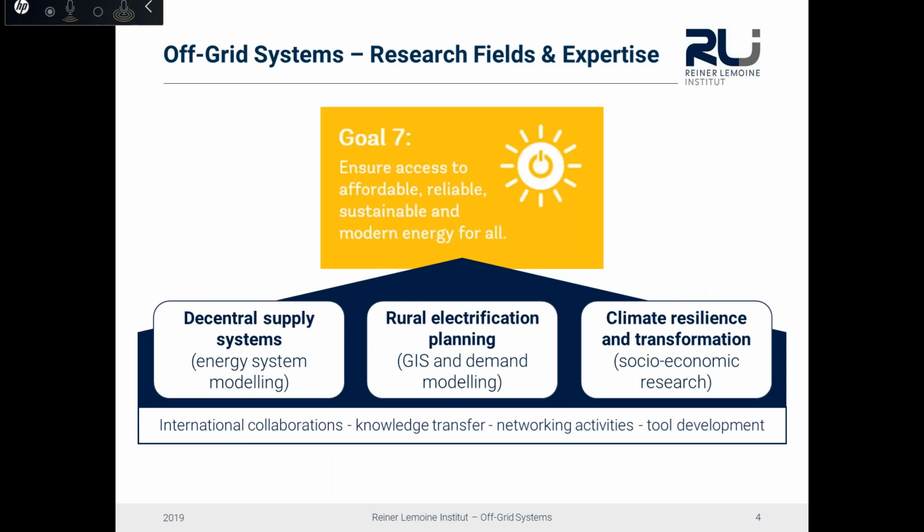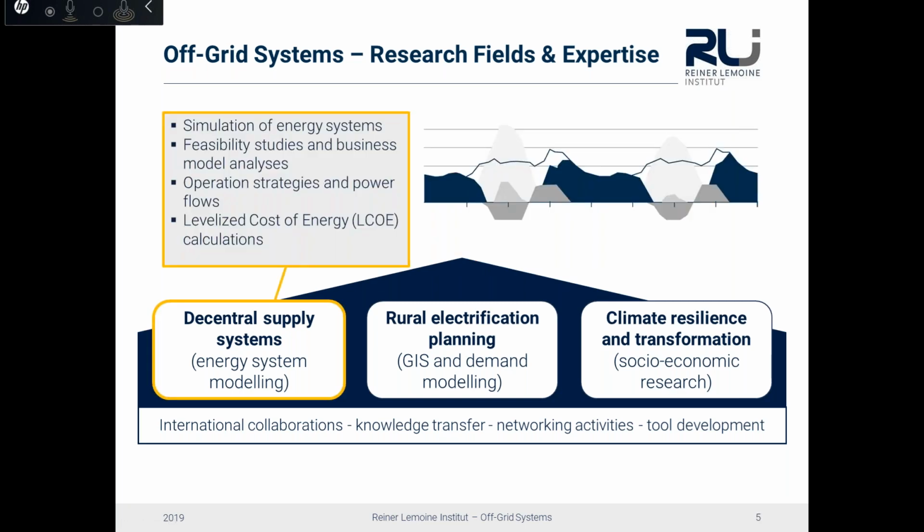We do that in 3 different areas. The first area is decentral supply system analysis. There we focus a lot on energy system modeling. But then we also carry out overarching rural electrification planning, where GIS and demand modeling play a major role. More and more, we also feel that a very important topic is the climate resilience and transformation of energy systems, in today's discussions of global climate change and climate impacts of energy solutions. These three topics we approach and always try to deepen by international collaboration, knowledge transfer, networking activities, but also tool development.